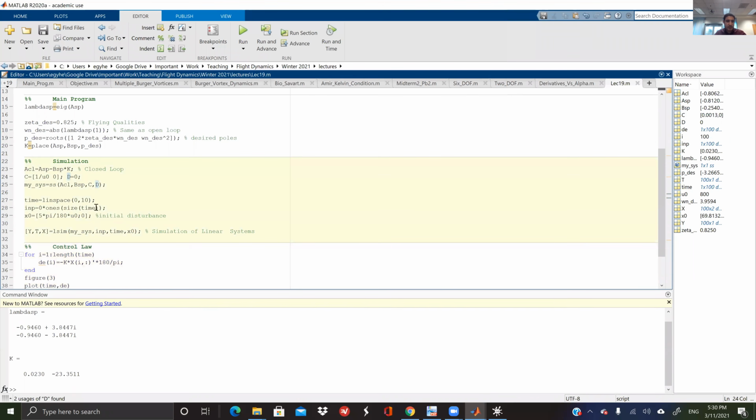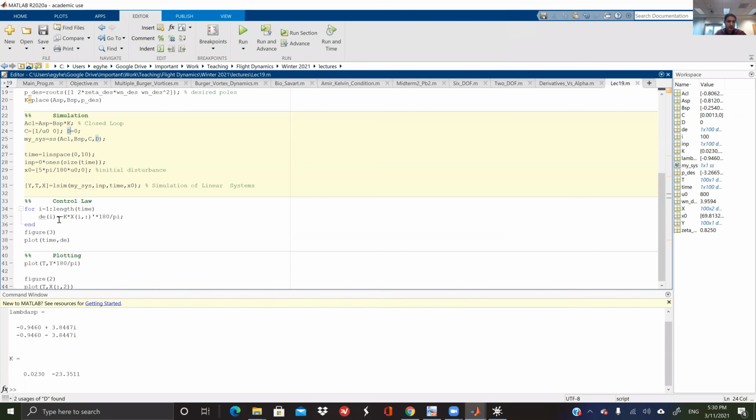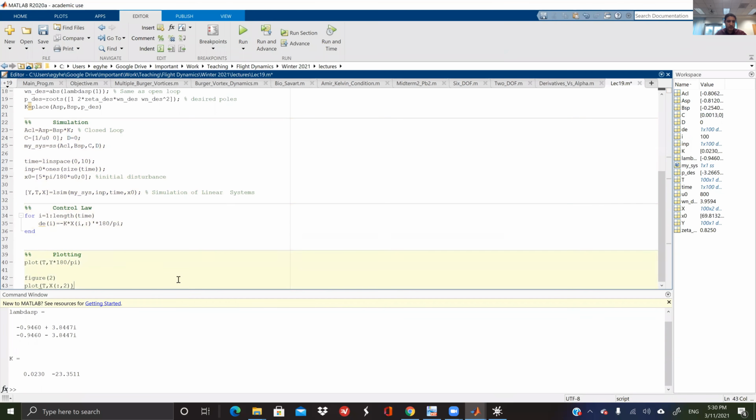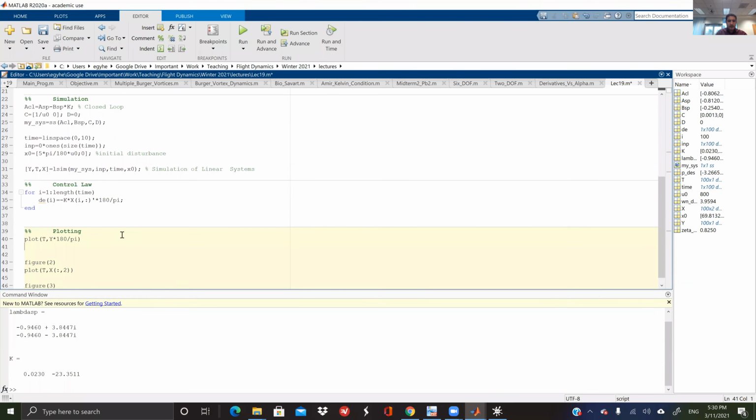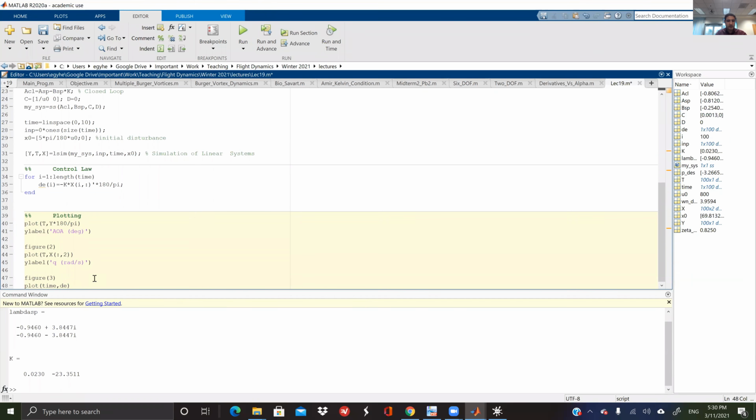Okay, let's give some labels here, and we're done with this. So this was, where are the plotting? Oh yeah, here the plotting. So here, this was what? This was angle of attack. And this was, I think, Q. This was in degrees. This was in radians per second. And finally, this was the elevator deflection.